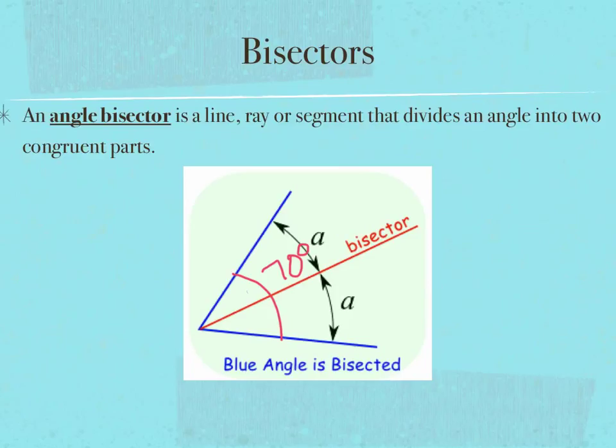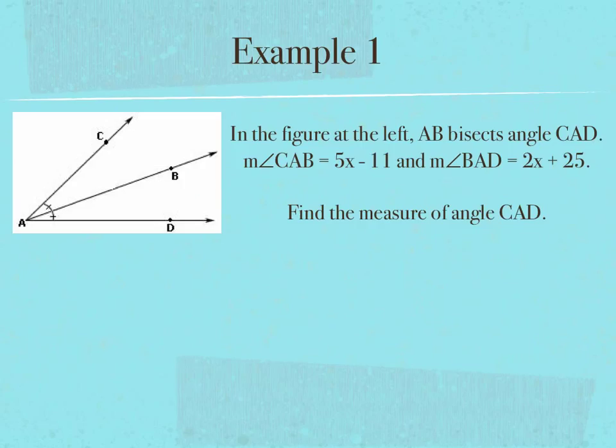So you're going to get questions like that. You just have to know how the bisector works. The two smaller ones are equal. Add them together to make the whole one. So let's look at this. We know that AB is a bisector, so we know that this cuts it in half and these two pieces are equal.